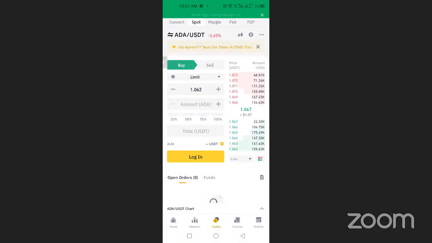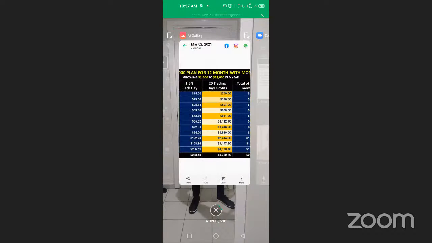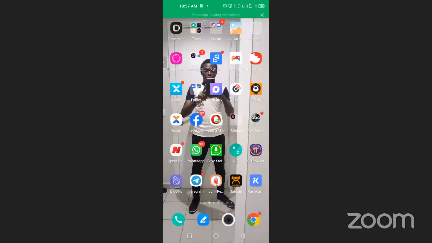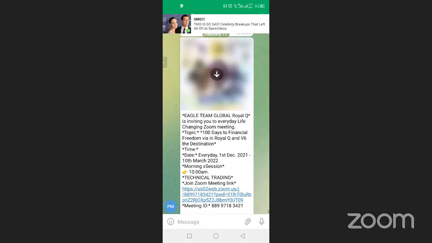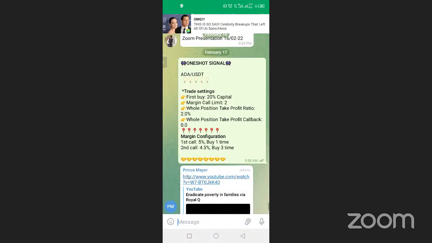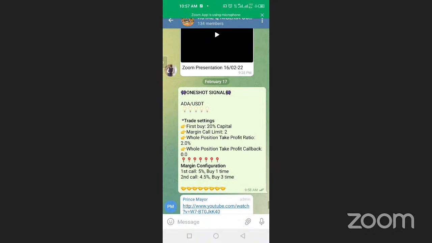After you have now gotten a signal like this, let me go to the Telegram, because a lot of people said that they don't know how to enter a trade when a signal is given. Now, this was a signal. If you can see the Telegram, this was at one shot. Then we say first buy 20% capital, that is 20% of your capital. Margin call to limit. You understand? All position take profit 2%. All position take profit callback 0, which means what we are targeting for this market is just 2%.